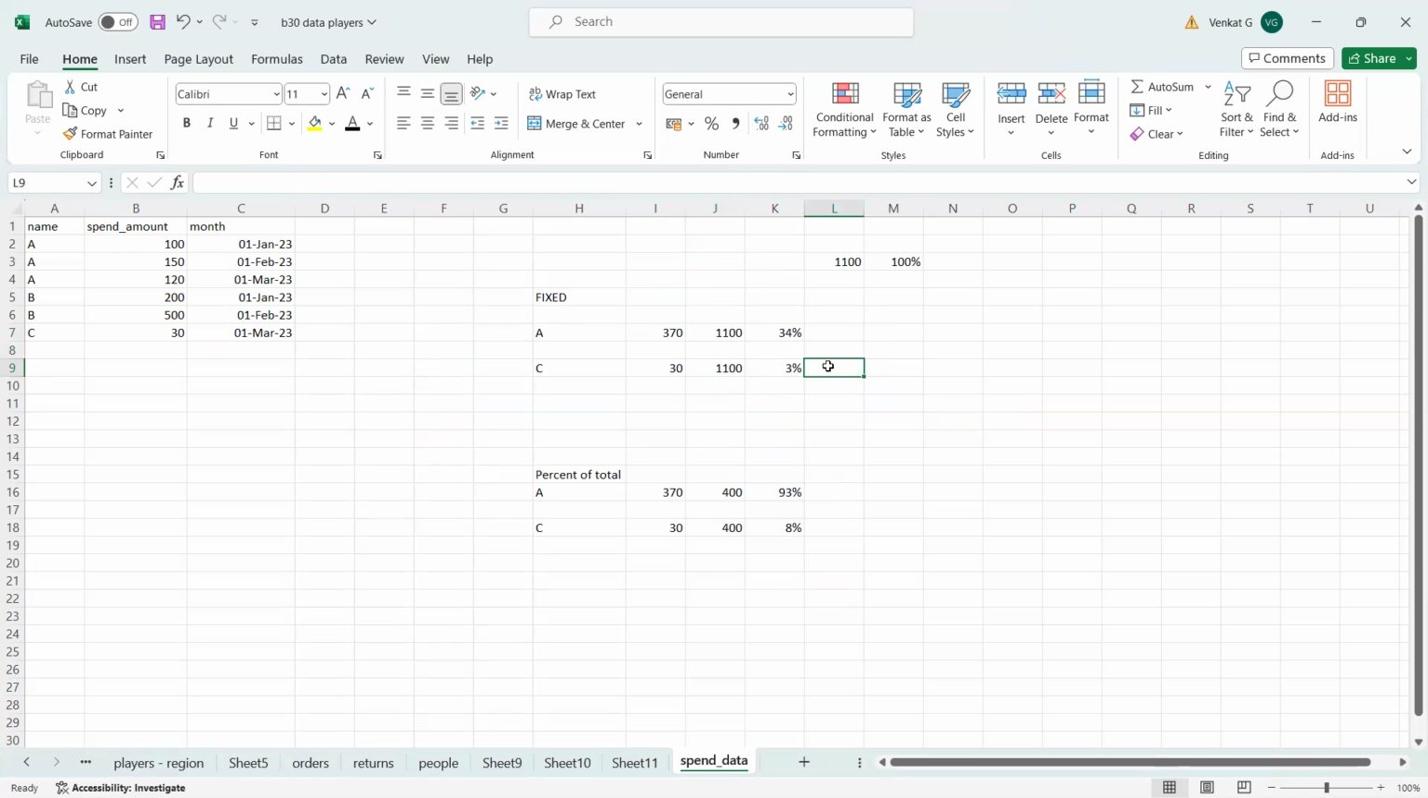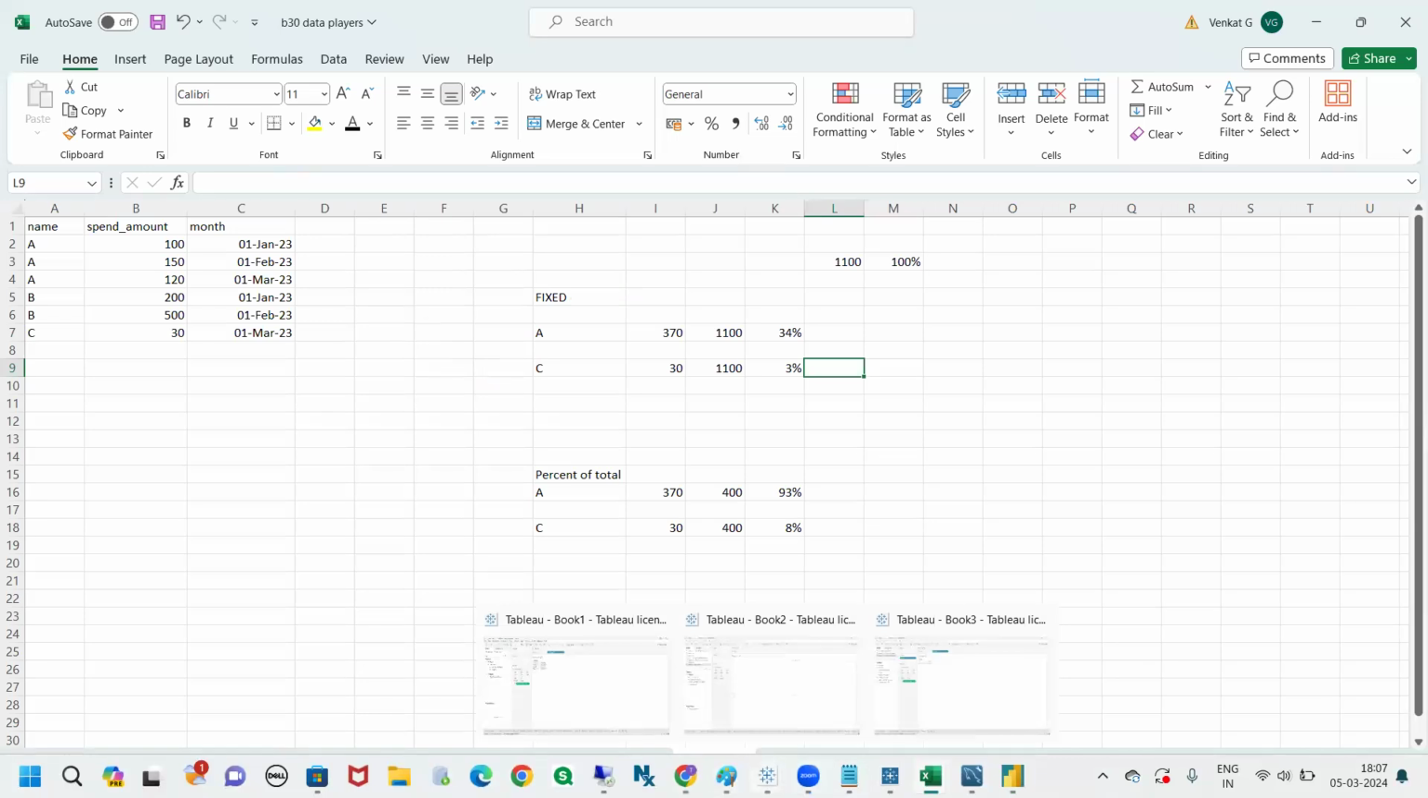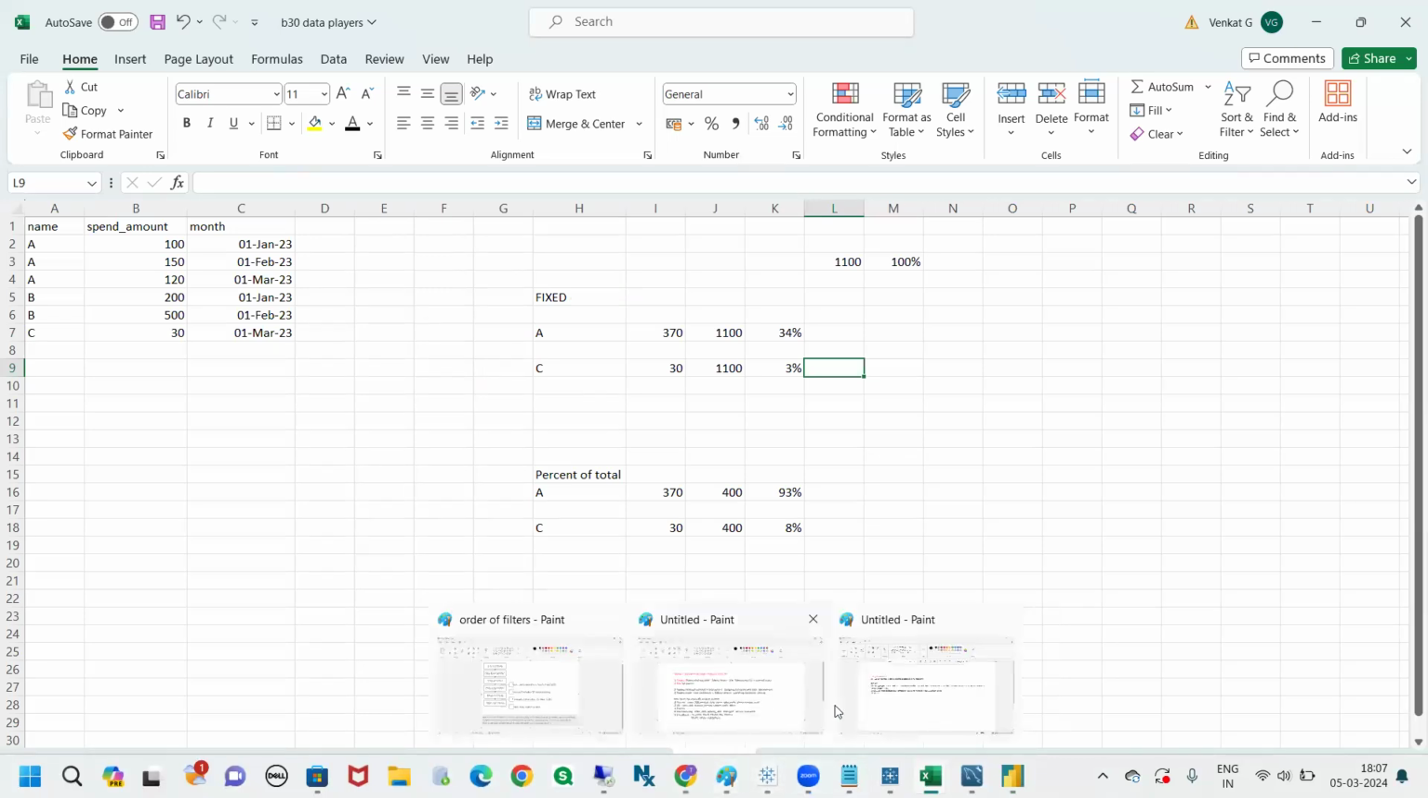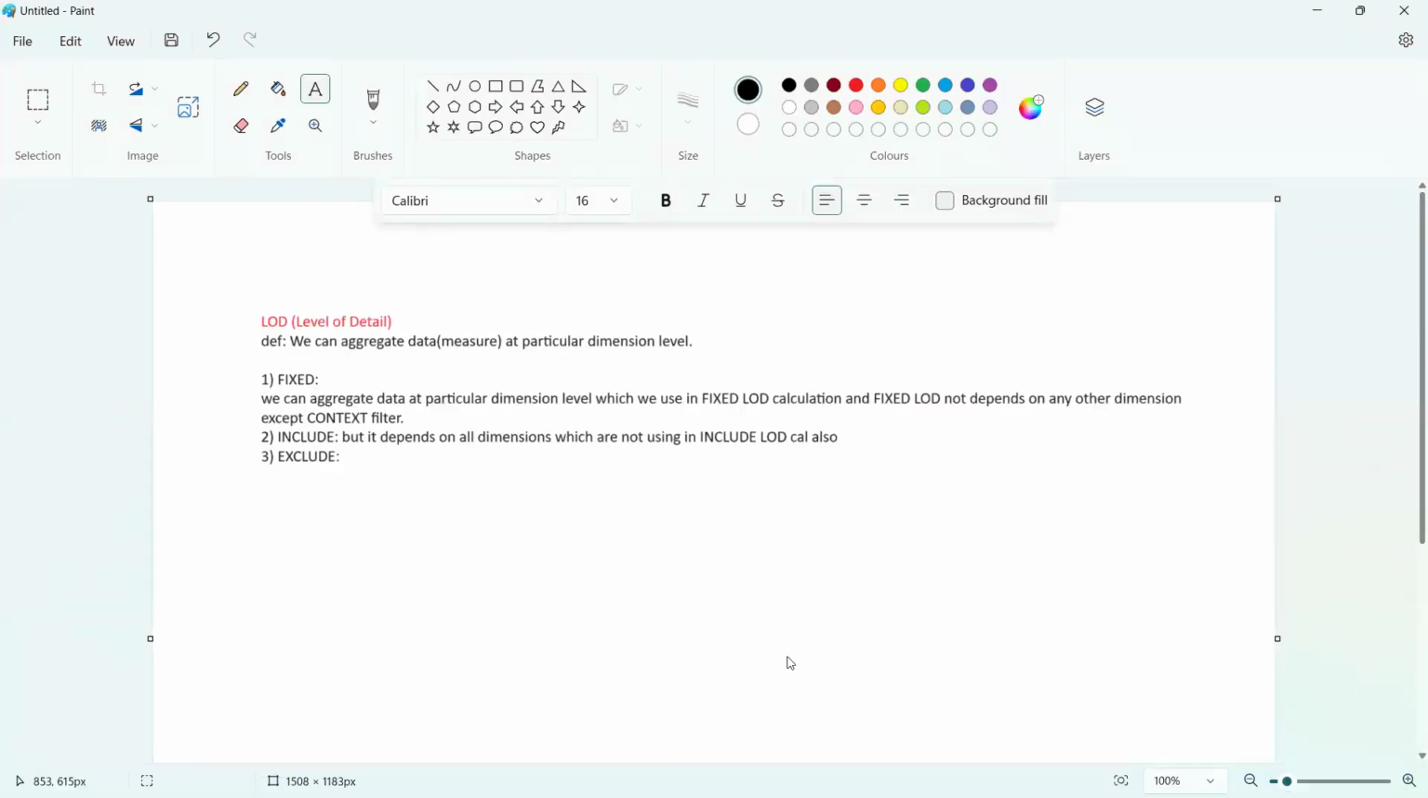Now what we understood from the fixed LOD is, even though you filter the data, person B here, this fixed LOD is not depending upon these dimension filters. Fixed LOD will not depend upon the other dimensions. So it is as per our definition here. If I go to my definition, what I have written here: fixed LOD does not depend upon any other dimensions except the context filter.